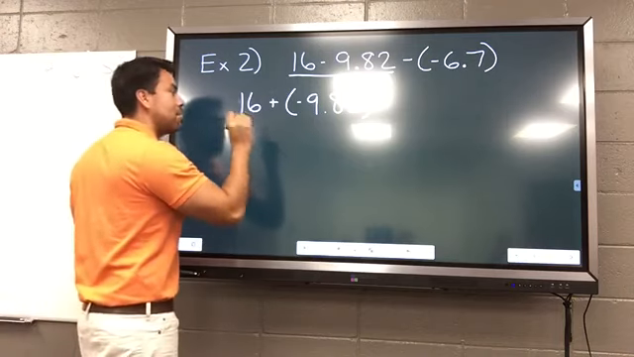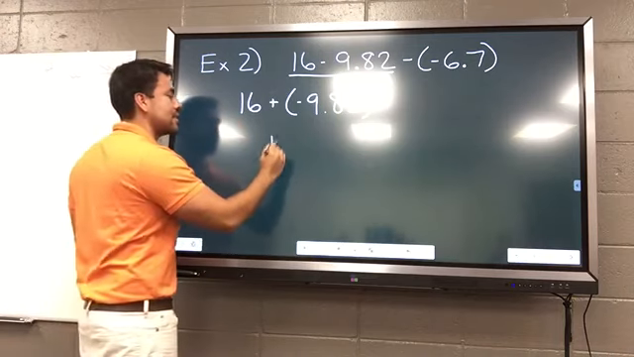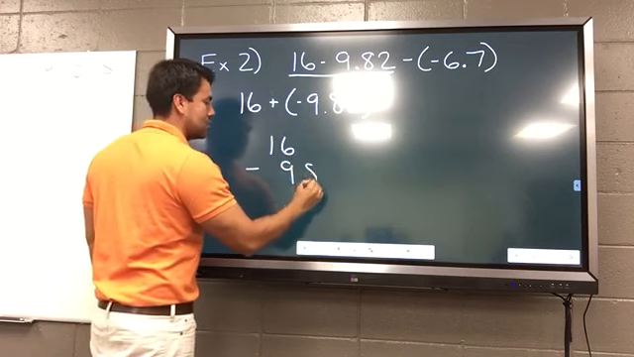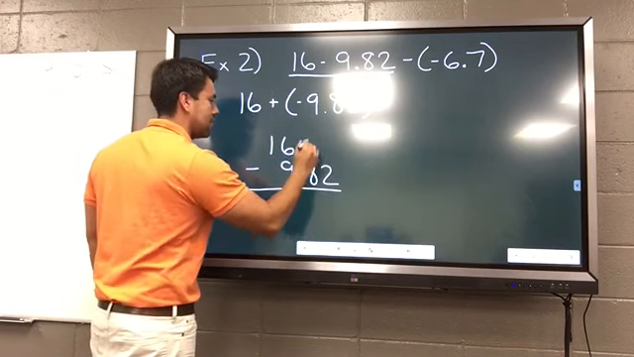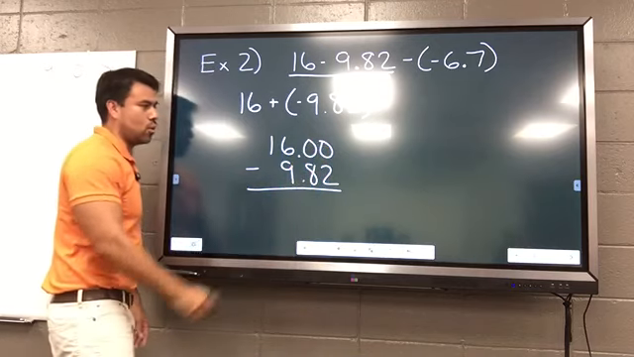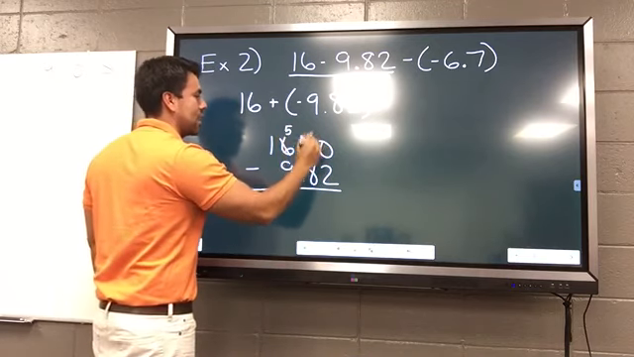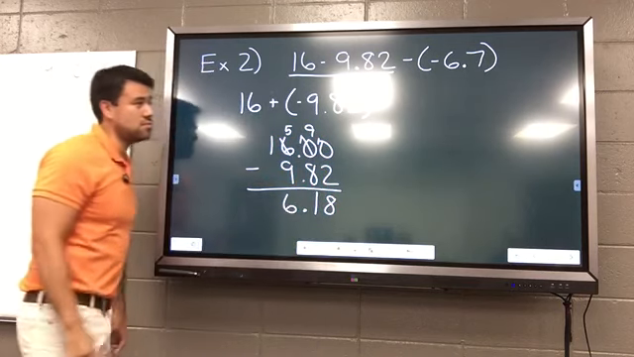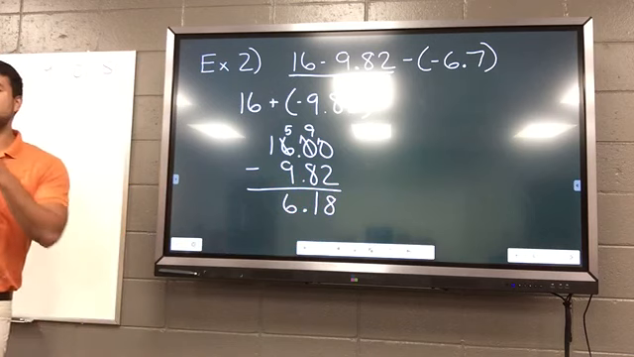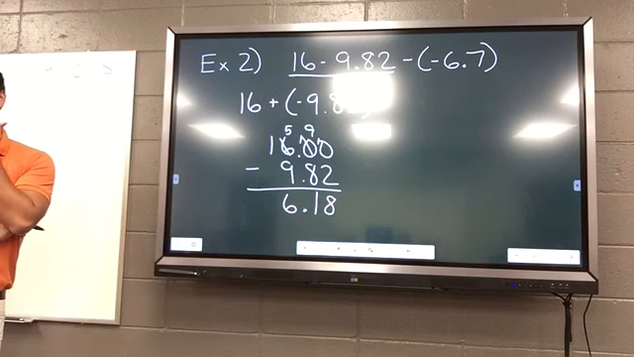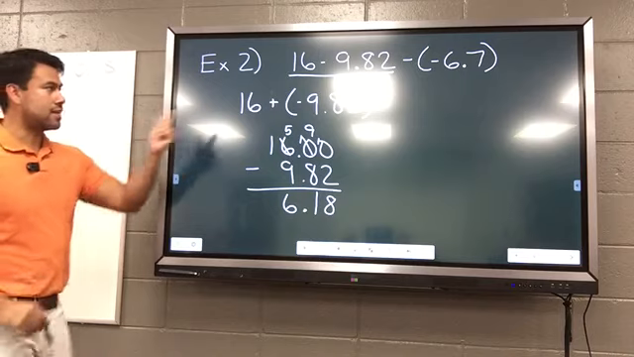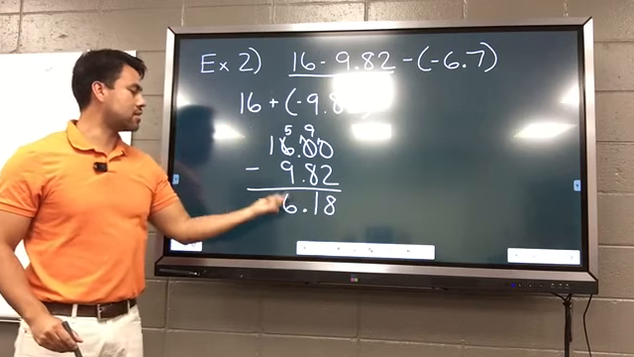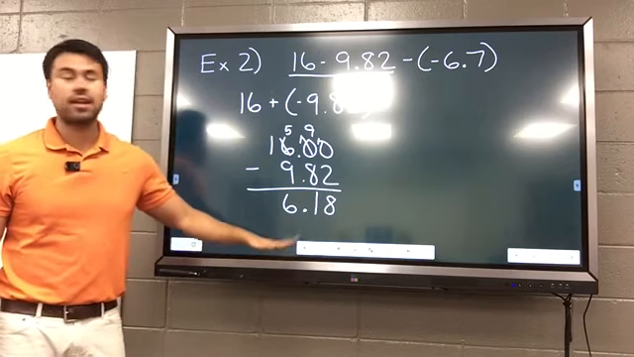Subtract. The bigger minus the lesser. 16 is bigger than 9.82. So this is what we set up. And what do we get when we subtract these two here? Six and 18/100ths. Is that positive or negative, though? Positive. Somebody tell me why it's positive. Jack? The bigger number is positive. Yeah, the bigger absolute value was 16. It had a positive. We'll keep it positive. So far, so good?